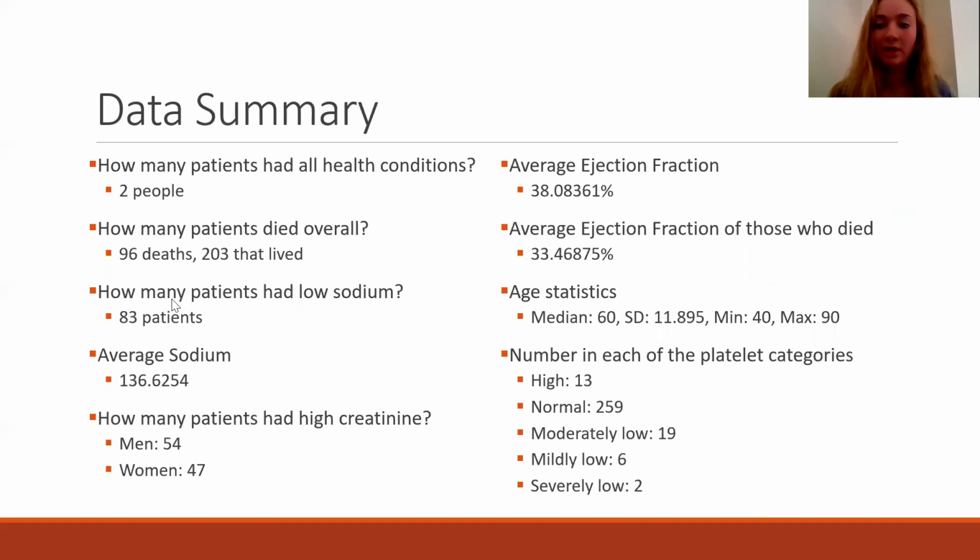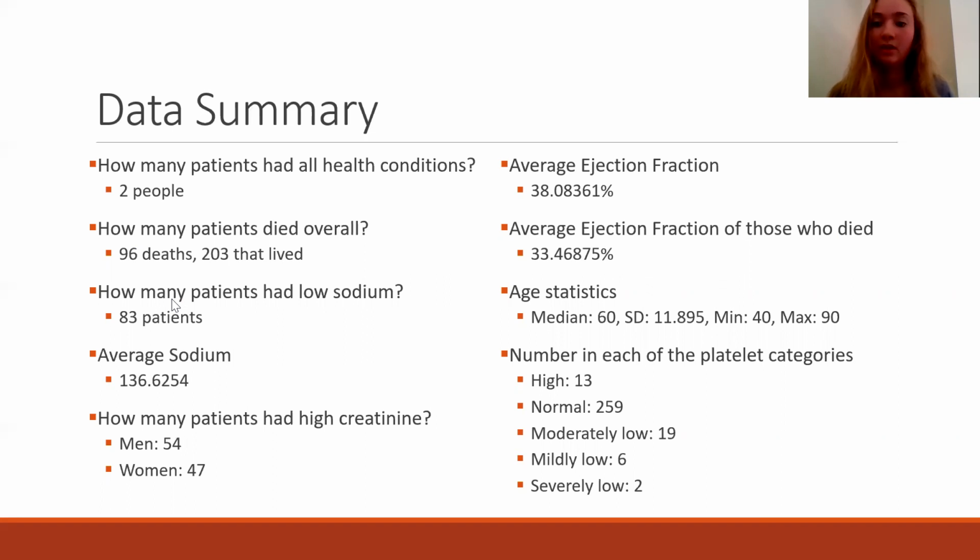There were only 83 patients that had low sodium, which is defined as being less than 135, and the average sodium level was 136, when the normal range is 135 to 147. High creatine is above 1.3 for men and above 1.1 for women. There were 54 men and 47 women that had high levels of creatine, which were calculated using the WICH and SUMMARY assumptions.